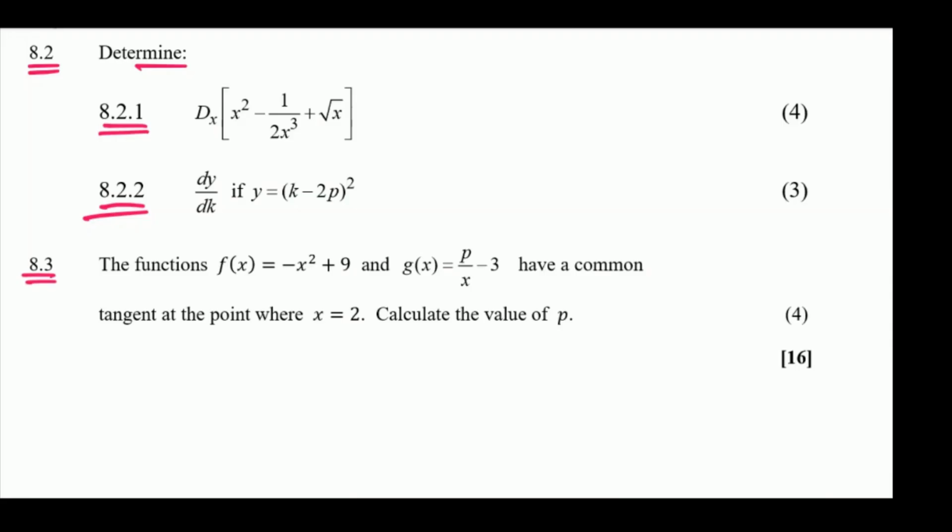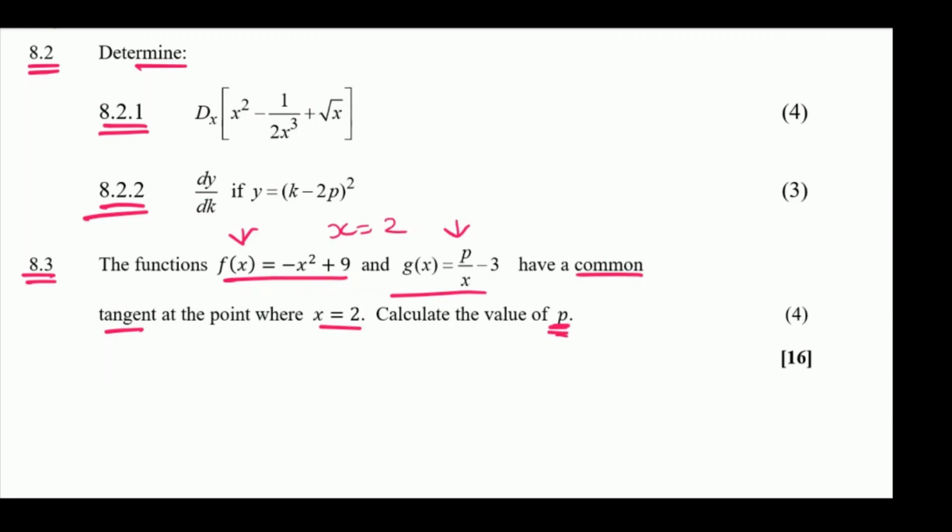We're going to do 8.3, where we are given functions f of x and g of x, and we are told that they share the common tangent at point x equals 2. Calculate the value of p. So what we know is that the tangent passes through f of x, it also passes through g of x at x equals 2.